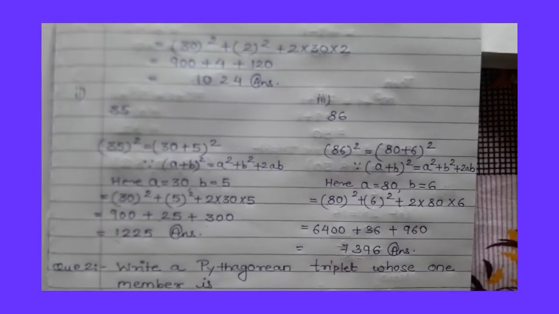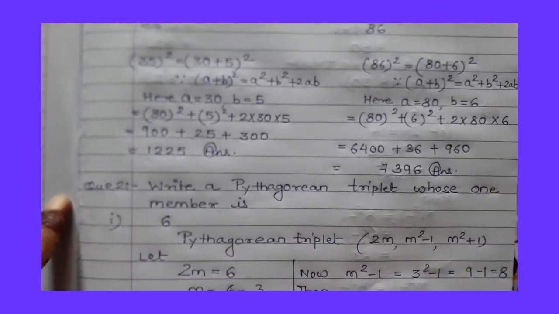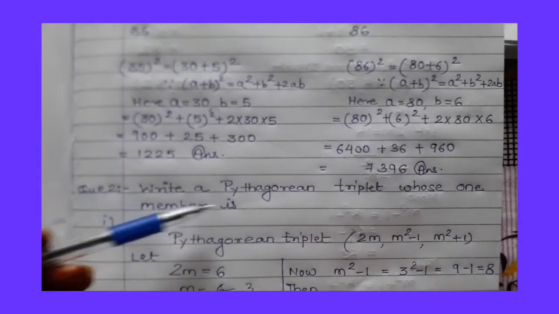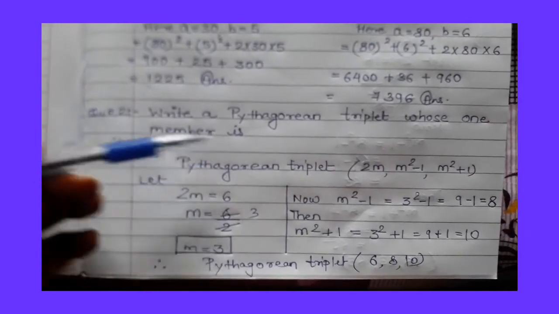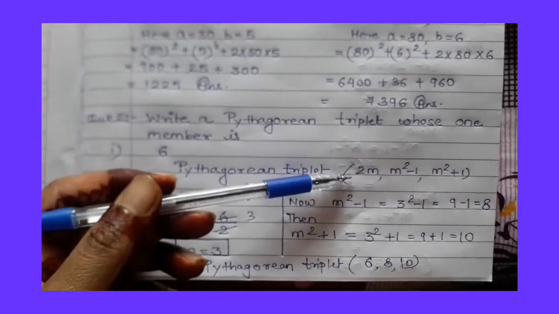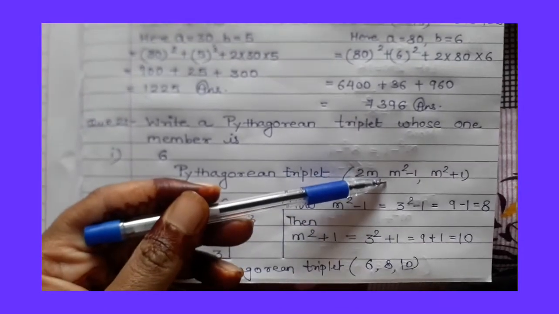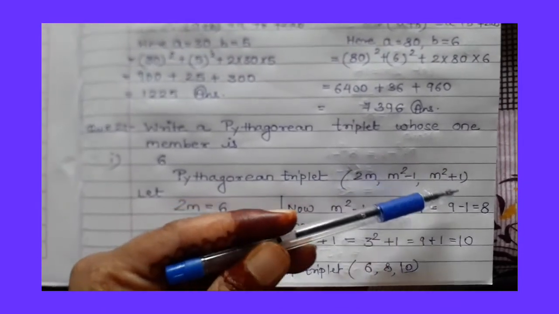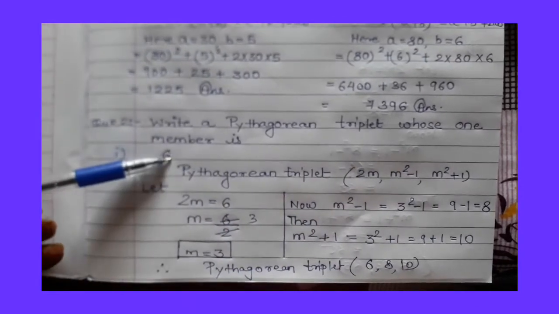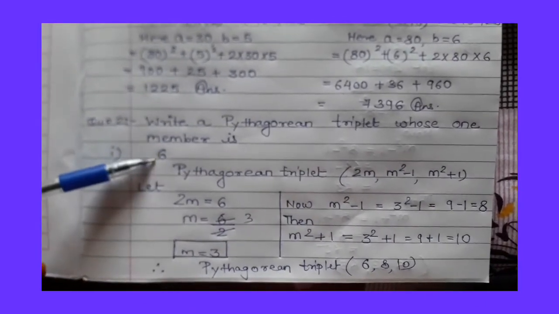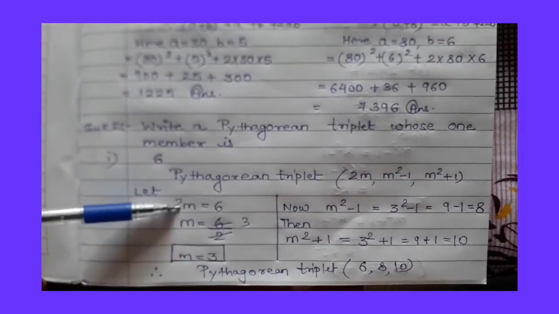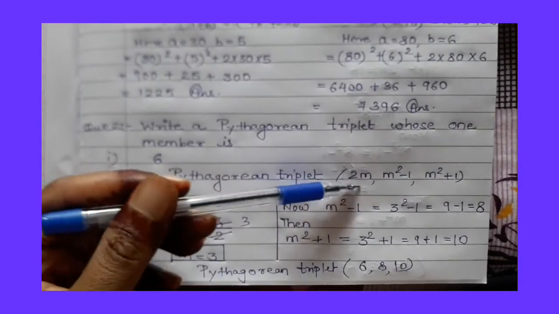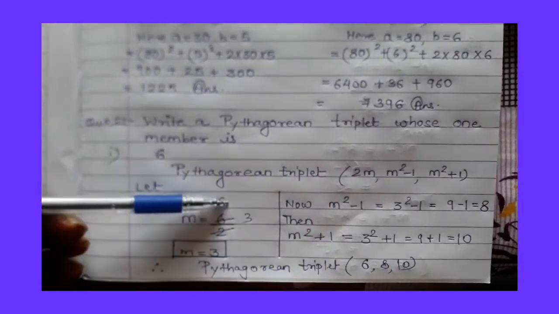Now we'll see question number 2. Write a Pythagorean triplet whose one member is 6. So students, for Pythagorean triplet we use this. Pythagorean triplet is what? 2m, m square minus 1 and m square plus 1. Now one of its member is given to you is 6. So let's suppose 6 is 2m, let 2m is equals to 6. Means here the value of 2m is 6.